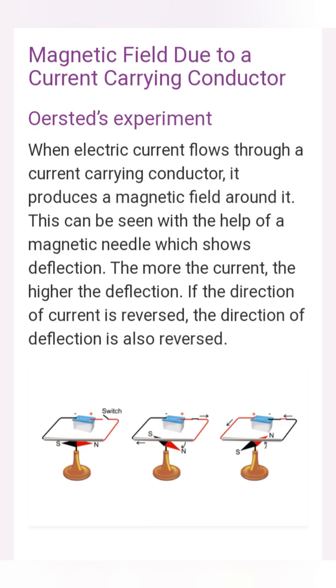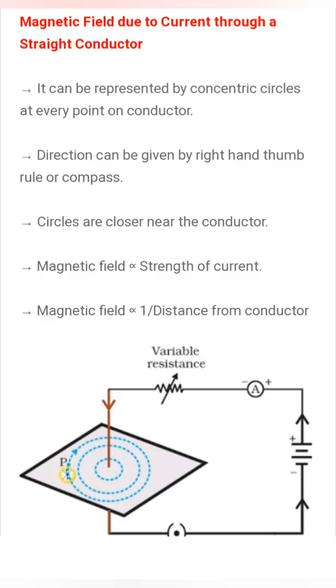If we interchange the terminals of the battery, the direction of the current reverses, and as the direction of the current reverses, the direction of the magnetic field also gets reversed. So deflection shows that the magnetic field is produced, and the experiment is known as Oersted's experiment. The pattern of magnetic field produced by the current carrying conductor depends on the shape of the conductor itself.